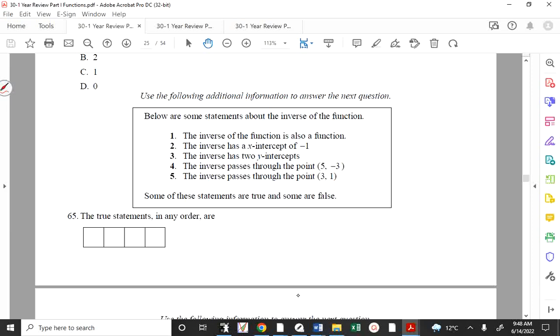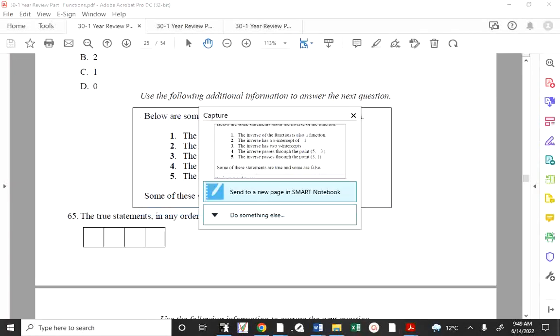Will the inverse have 2 y-intercepts? Well, only if the original has 2 x-intercepts. So does the original have 2 x-intercepts? Yes. So the inverse will have 2 y-intercepts. I'm going to capture this now because it's starting to get a little more convoluted.